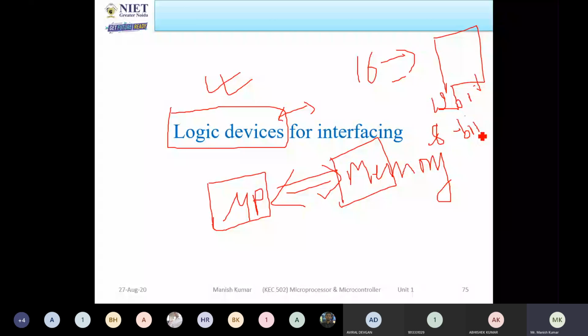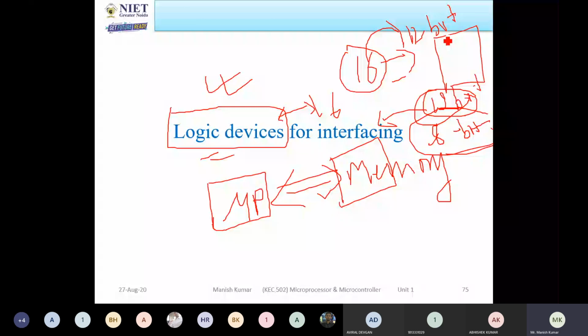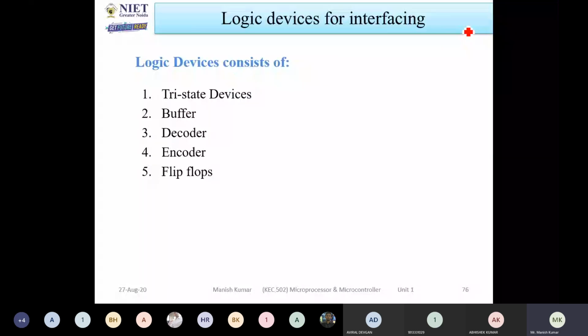You have to convert this 12 bit into 16 bit, or you can convert this 16 bit into 12 bit. This is the problem. So for that purpose, we are using the encoder or decoder or NAND gate, okay, logical devices. So we can move fast. We can overview some logical devices. All of you studied already in DLD, so I will move a little faster, okay. So these logic devices will be used.